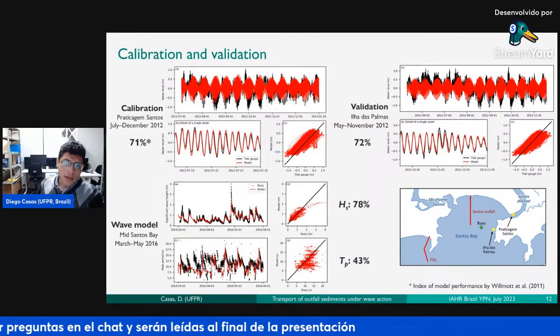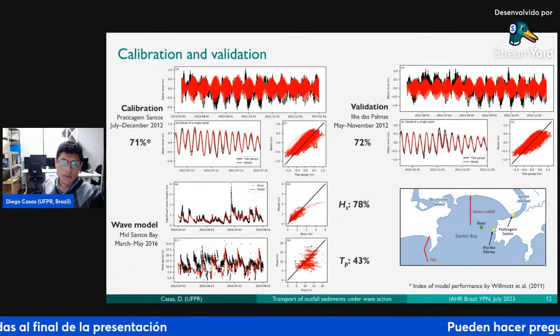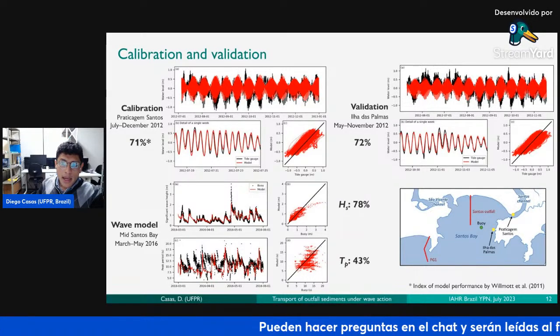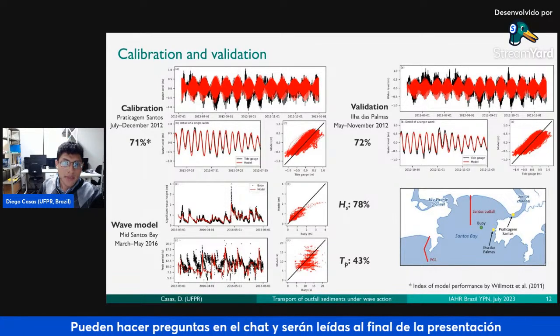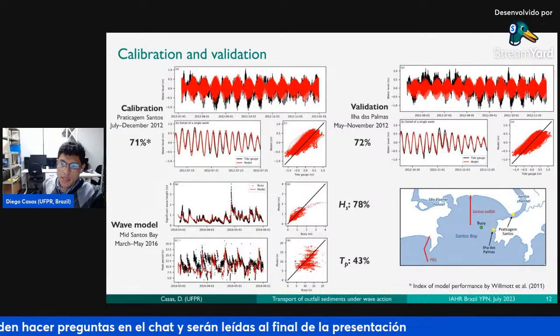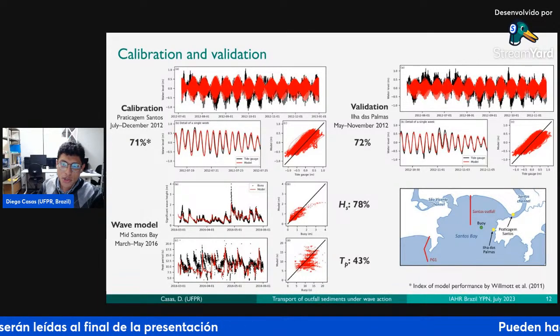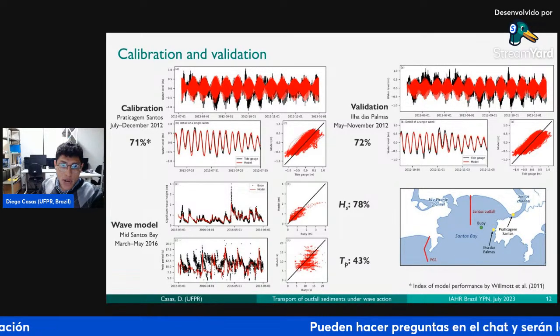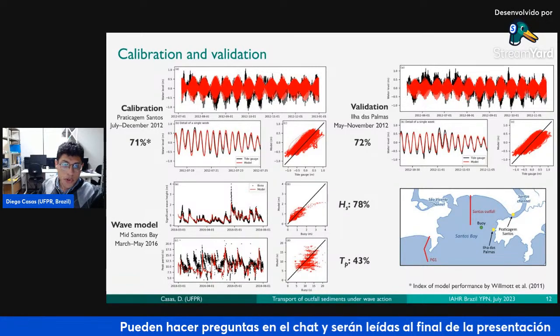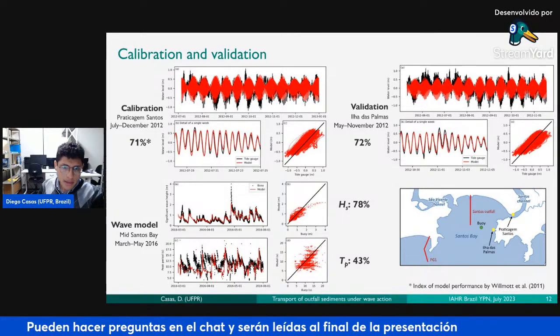For calibration, we use data from a tide gauge. So we use water level data at a station here in Praticagem Santos. It is inside one of the channels that discharge into the Santos Bay. We achieved calibration up to a Willmott index of performance of 71%.